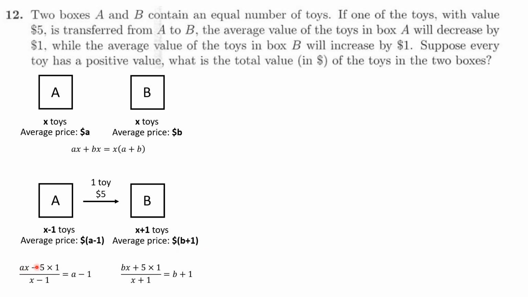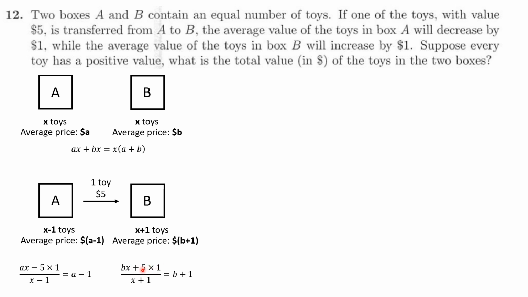The total value of the toys in box A is going to be A times X. That's how much it was initially, and then we subtracted one toy, which was $5. So this is now the value of the toys in box A. If we divide it by the number of toys remaining in this box, it gives us the average price, and we are told that the average price decreases by $1, so it's A minus 1.